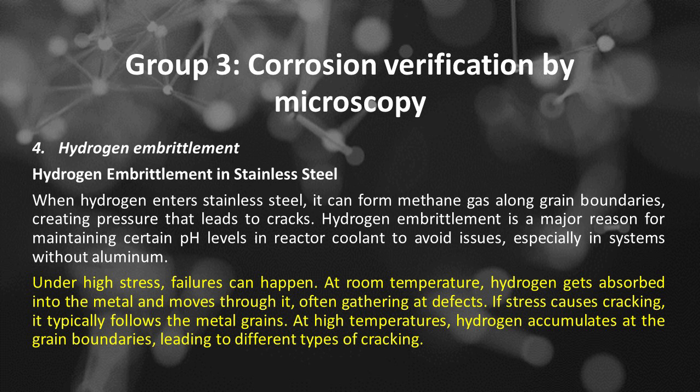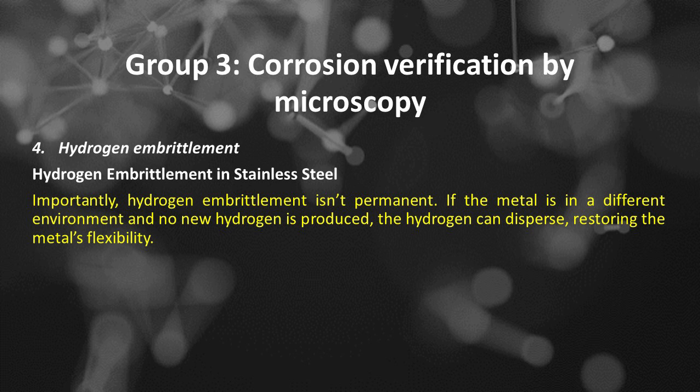At room temperature, hydrogen gets absorbed into the metal and moves through it, often gathering at defects. If stress causes cracking, it typically follows the metal grains. At high temperatures, hydrogen accumulates at the grain boundaries, leading to different types of cracking. Importantly, hydrogen embrittlement isn't permanent.